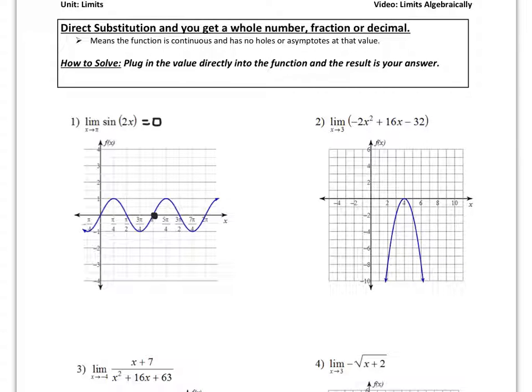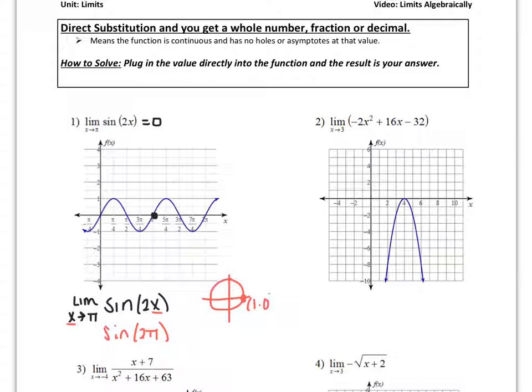How would we do this algebraically? We say the limit as x approaches pi of sine of 2x. We're going to plug in for x. So in this x, we're going to put a pi. So we have sine of 2 pi. You want to ask yourself, what is the value of sine of 2 pi? If you remember correctly, on the unit circle, here's the value (1, 0), and remember that sine is always the y value. So sine of 2 pi, or 360 degrees, would be right here. So we know that sine of 2 pi is 0.